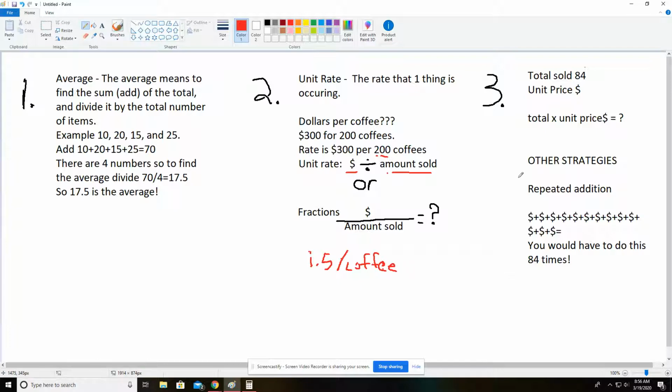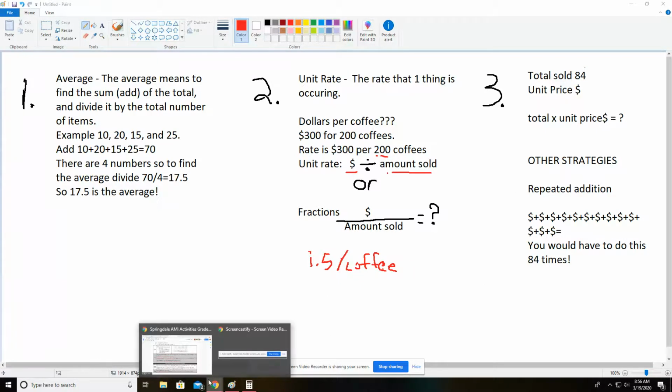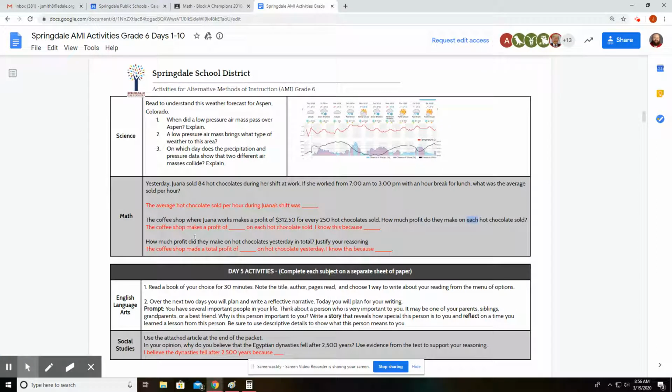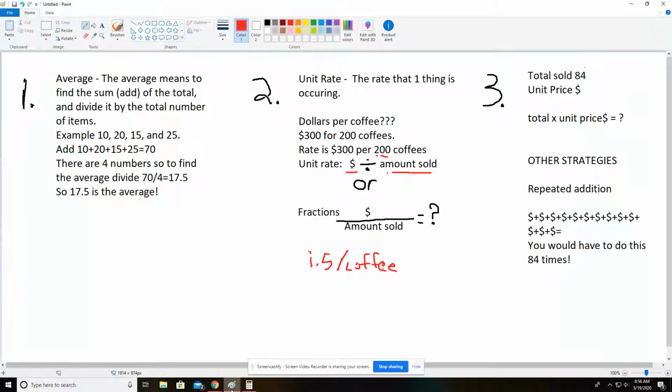All right. The last one. If I run out of time, I will make another video. How much profit did they make on hot chocolate yesterday in total? Justify your reasoning. Notice you have sentence stems here for any questions that you have to answer. So we want to find out how much did they make in total. They sold 84 coffees. You found out the unit price in problem 2.